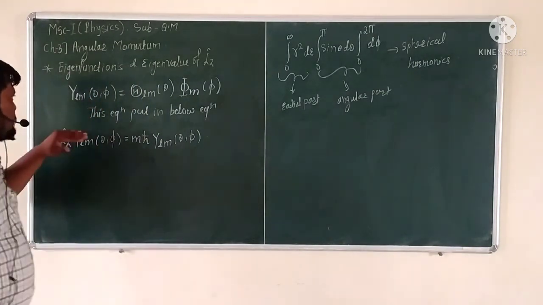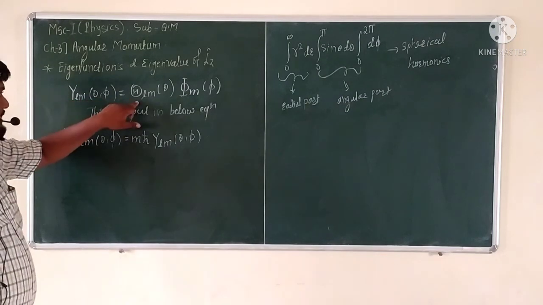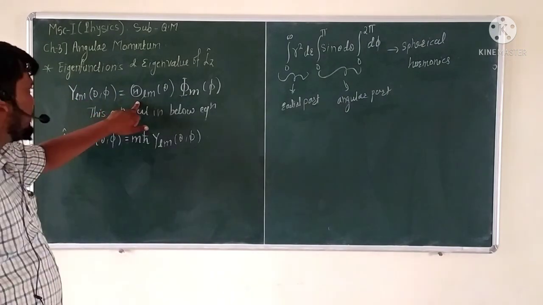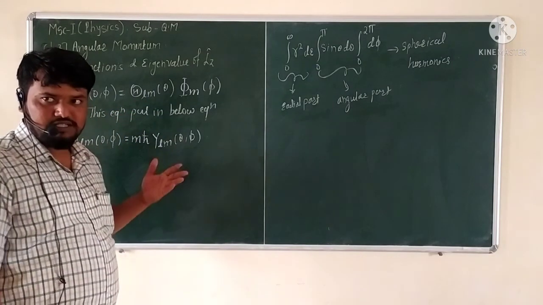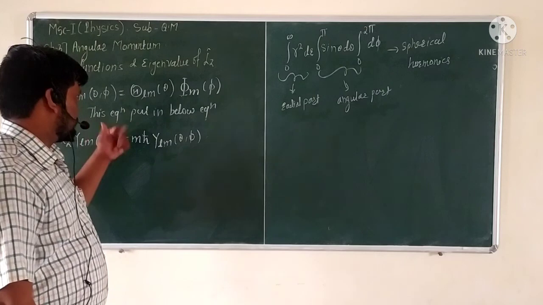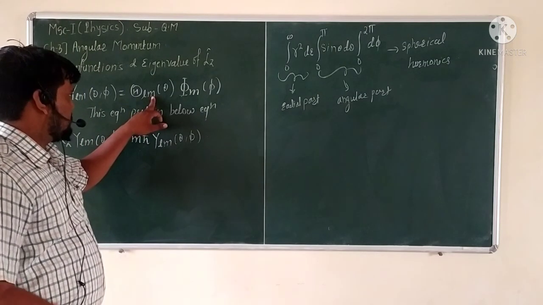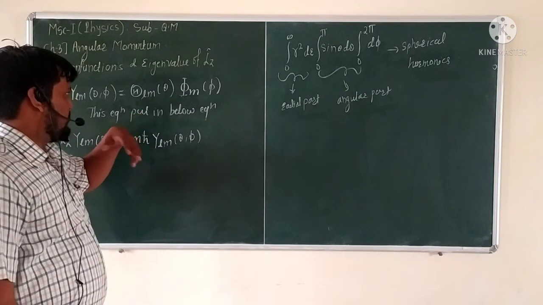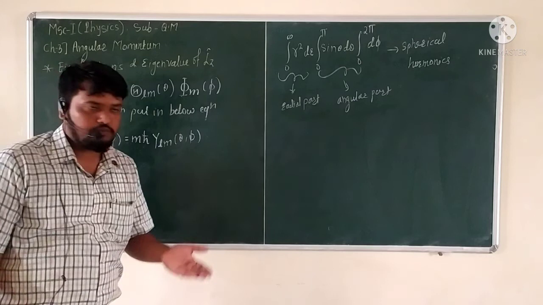So this equation, YLM of theta phi, is equal to capital theta of L m. Here small l is nothing but the orbital angular momentum or orbital quantum number, m is the azimuthal quantum number, and it is a function of theta and phi, capital phi m of phi, which is the function of phi.